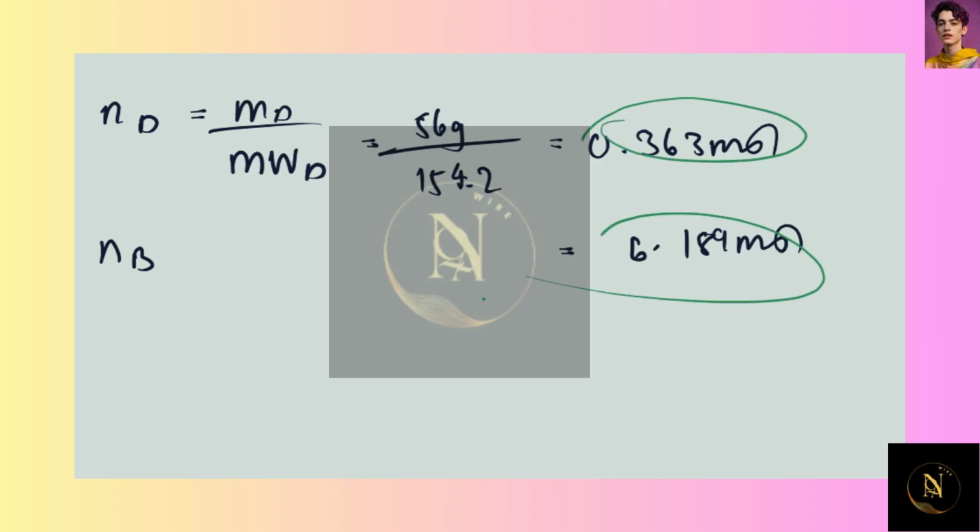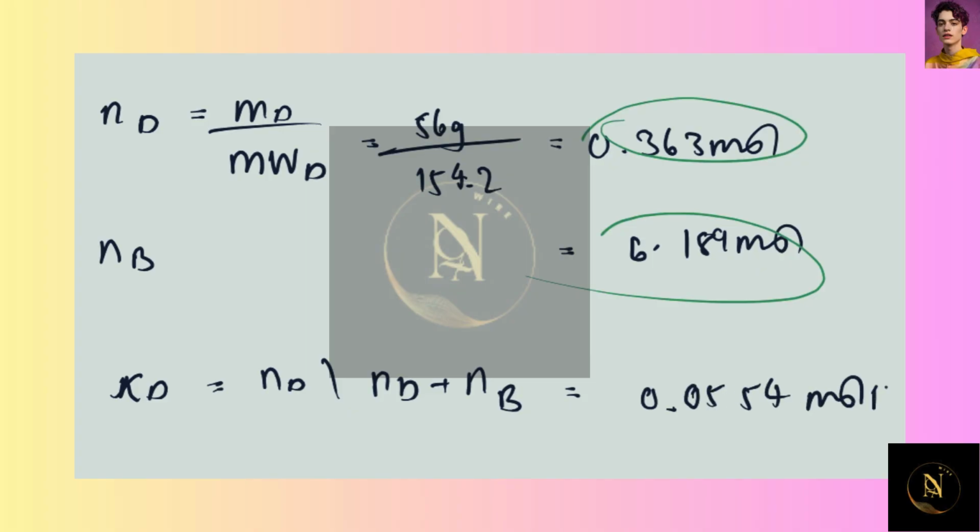So following this, we can take a look at the molar fraction of diphenyl in the solution. This is the ratio of moles of diphenyl to the moles of diphenyl and benzene. So we have XD is equal to ND divided by ND add NB. We can calculate this to be 0.0554 moles of D per mole of solution.